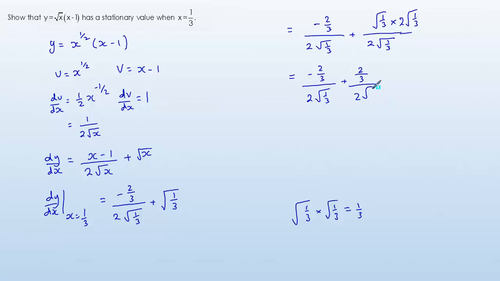over 2 root 1/3, which is negative 2/3 add 2/3 over 2 root 1/3, which is 0. And so we know that dy dx is 0 when x is a third.